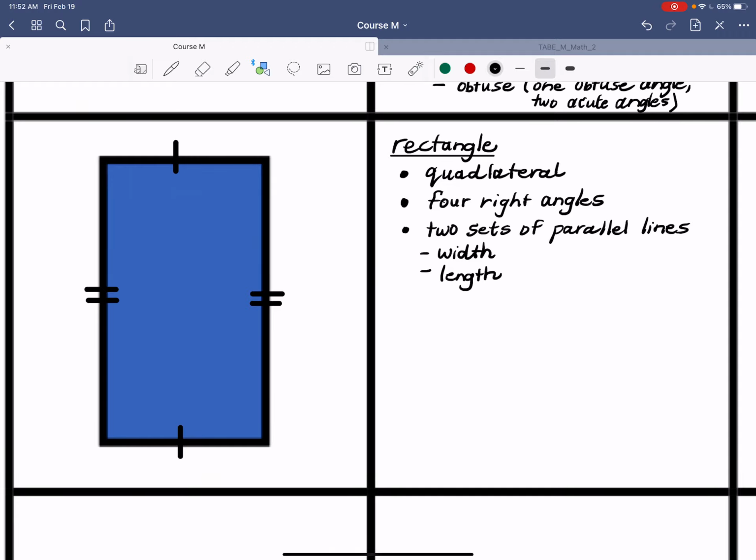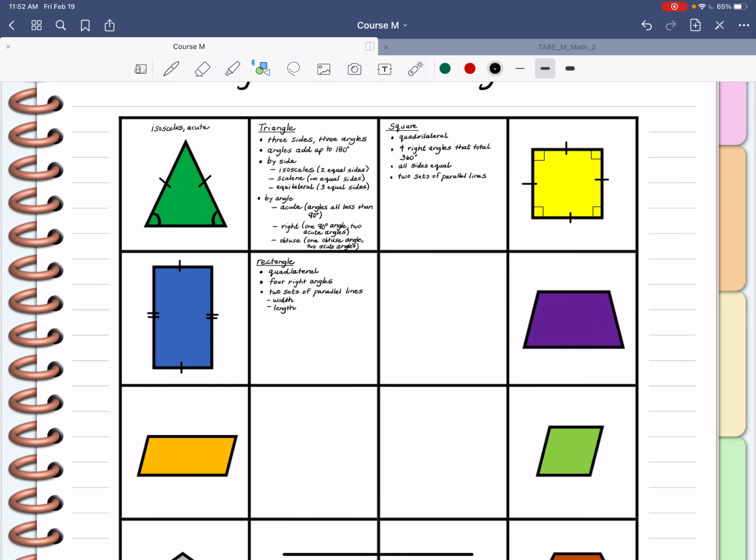I want you to compare this picture to the square. The definition is almost the same, except that a square has all equal sides. So a square is a special kind of rectangle. It is a very specific type of rectangle.